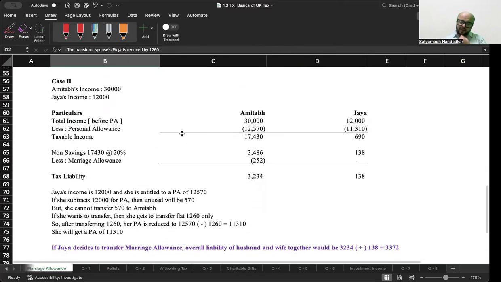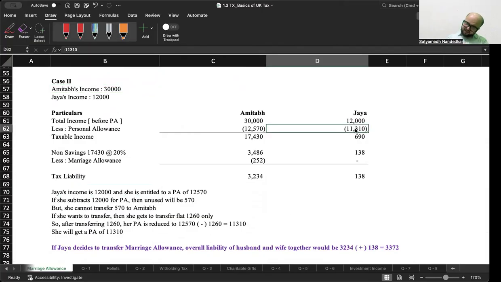Let me show you another case. Amitabh now earns 30,000 income and Jaya's income is 12,000. You will agree with me when I say that Jaya is entitled to a personal allowance of 12,570. Her income is 12,000. Now if she is entitled to a PA of 12,570, she could very well subtract 12,000 here, make the income zero. But she does not want to do that. She wants to transfer. That doesn't make sense, right?